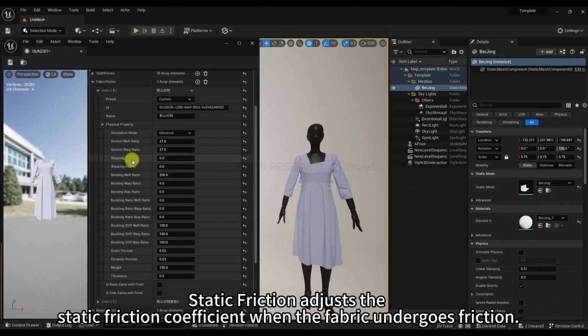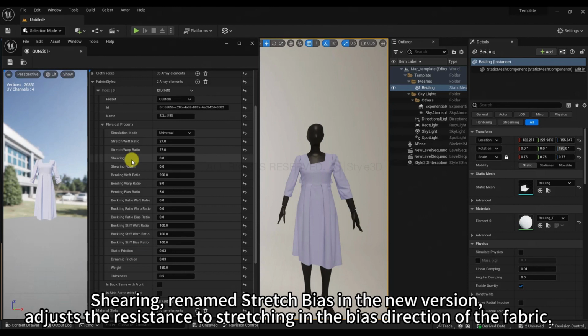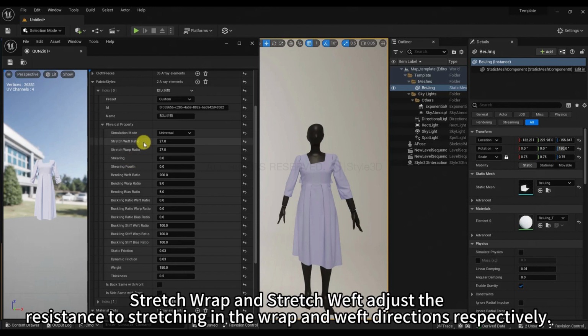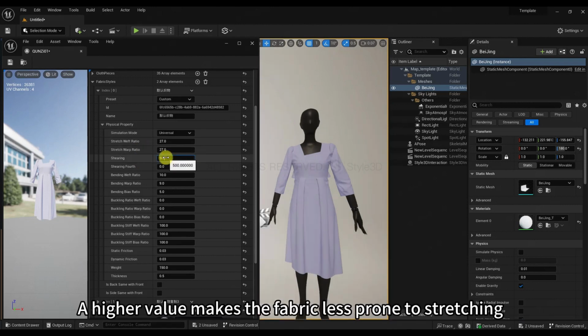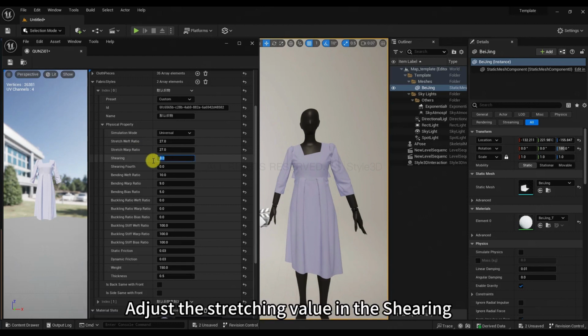Shearing, renamed stretch bias in the new version, adjusts the resistance to stretching in the bias direction of the fabric. Stretch warp and stretch weft adjust the resistance to stretching in the warp and weft direction, respectively. A higher value makes the fabric less prone to stretching.